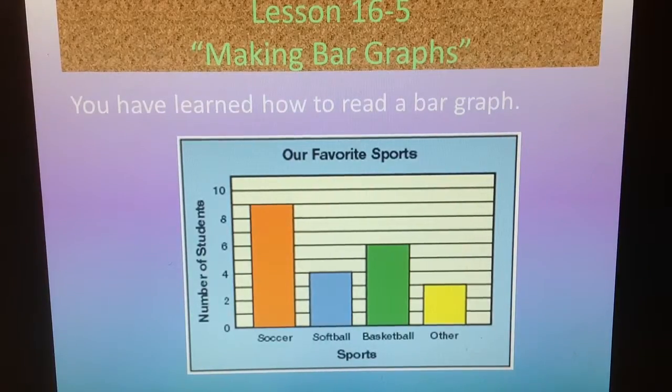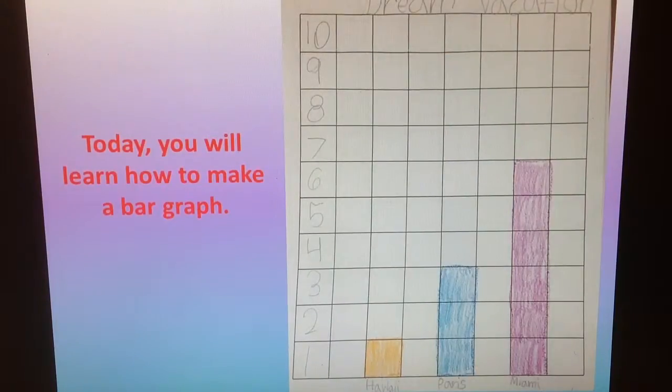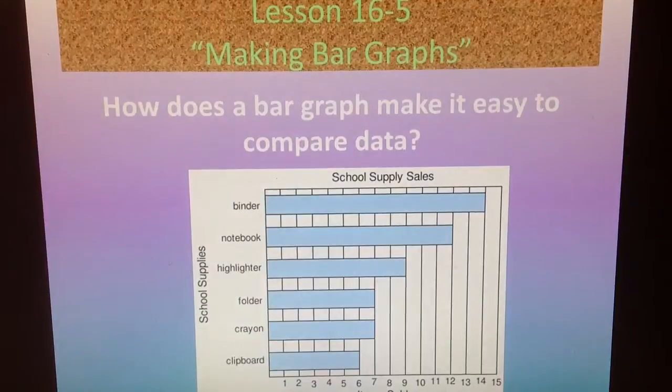Today's lesson is 16-5, and the name of the lesson is Making Bar Graphs. You've learned how to read a bar graph. Today you'll learn how to make a bar graph. How does a bar graph make it easy to compare data? Our students today looked at this bar graph and saw that you can really easily tell which school supplies were sold the most and which school supplies weren't selling as well at the school store.